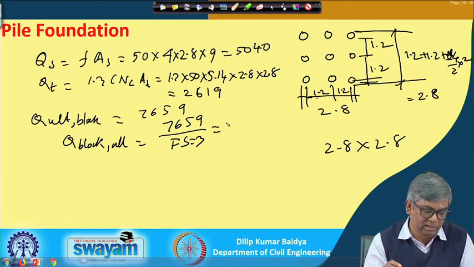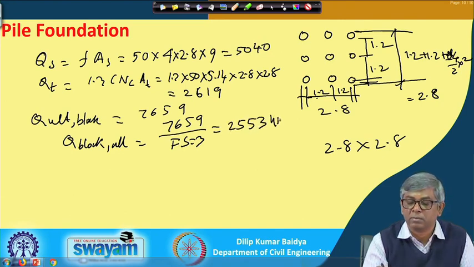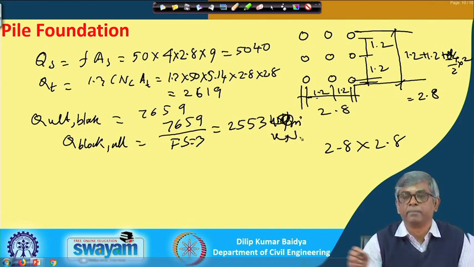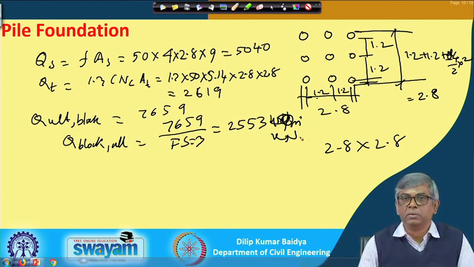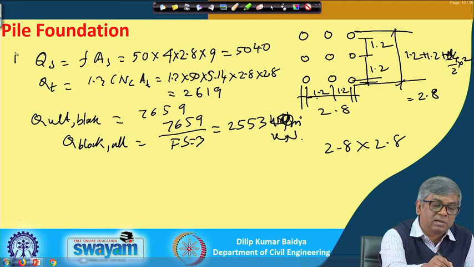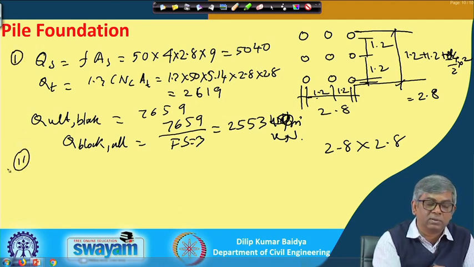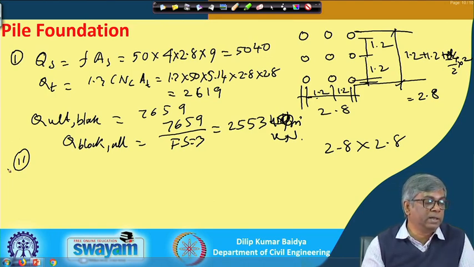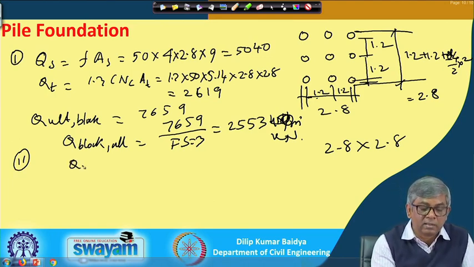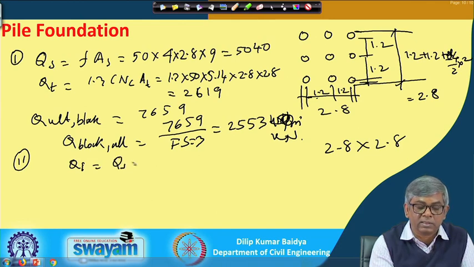So, if I do that then you will get 2553 kilonewton, 2.53 kilonewton. So, that means block capacity becomes this. Now, this is the first question asked; the second question asked is actually based on individual pile failure. Okay. So, based on individual pile failure, again Q I will be equal to Q S plus Q T.